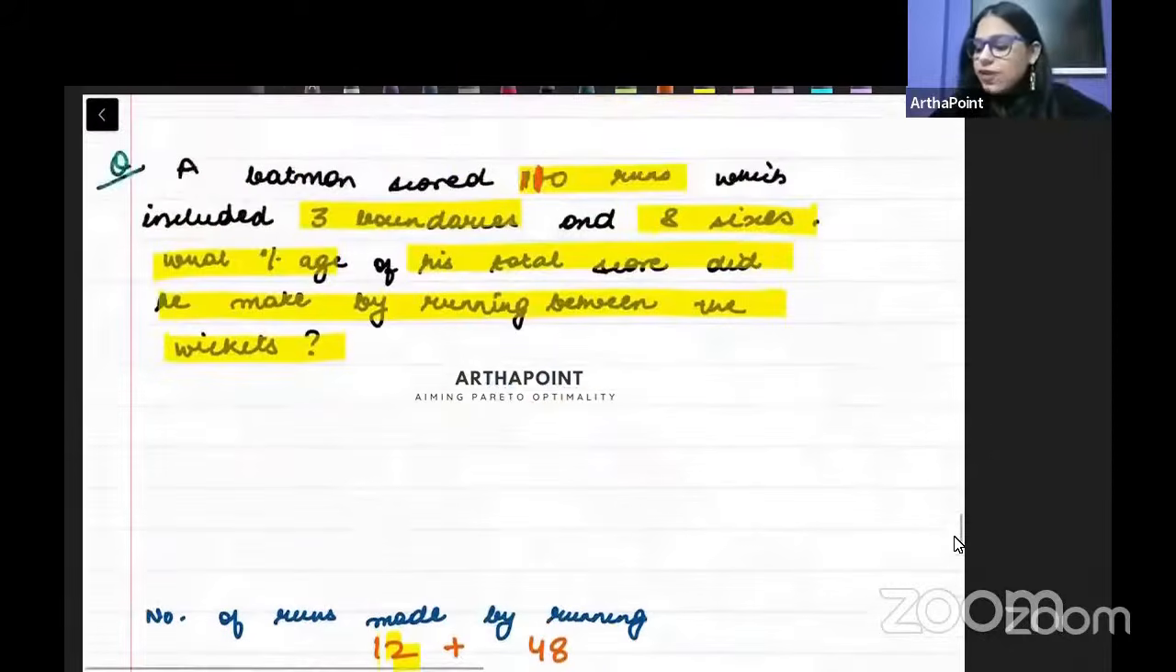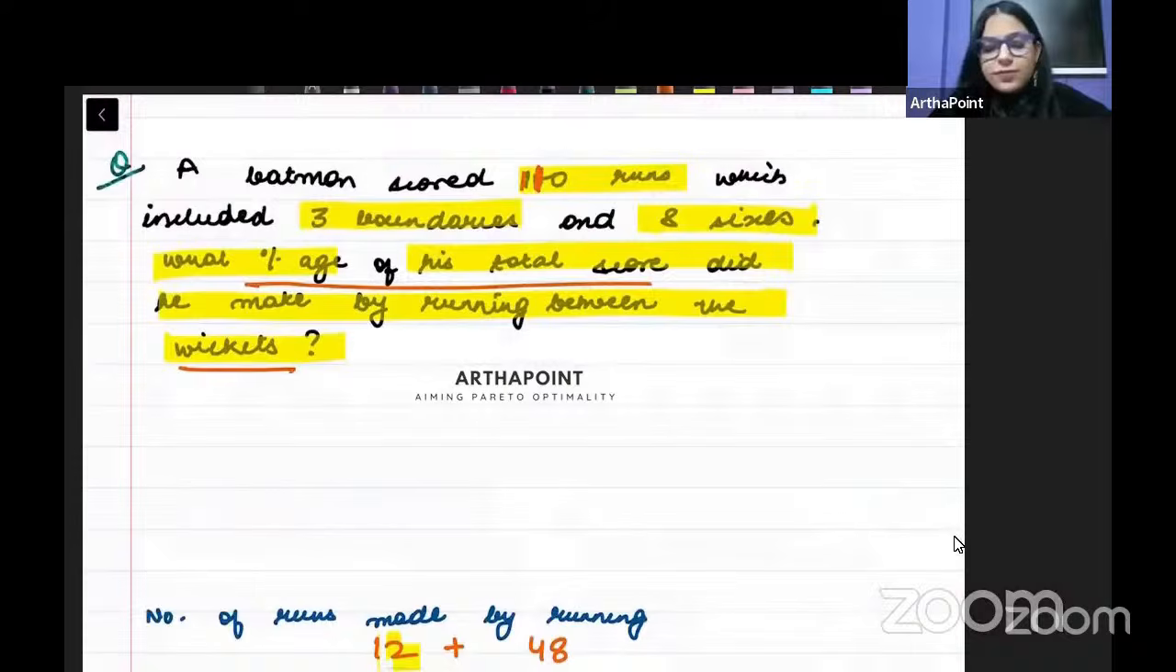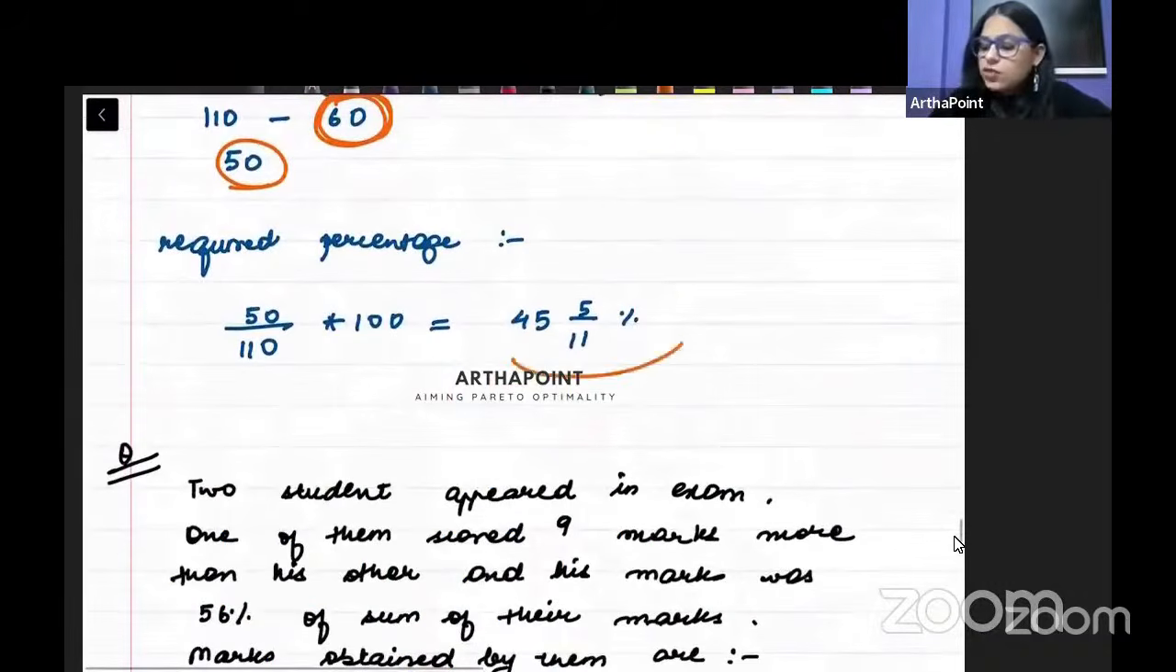This is asking you to find in terms of percentage. So he made 50 runs in between wickets. His total runs are 110, into 100, that is in terms of percentage. So when you solve this, you will get the answer as 45 by 11%.